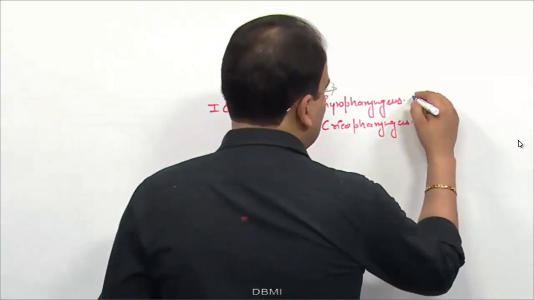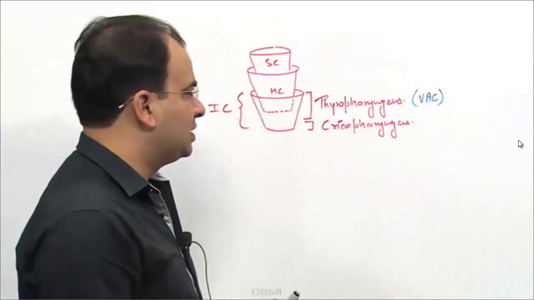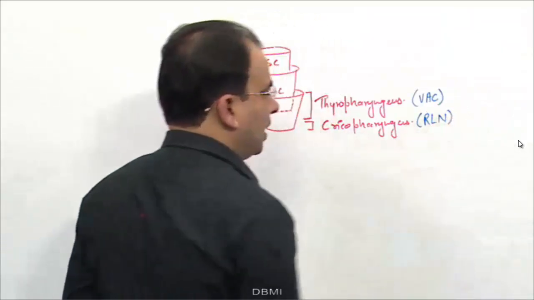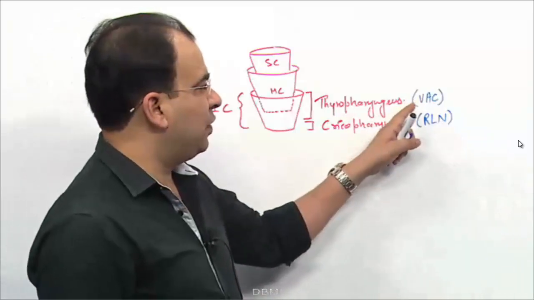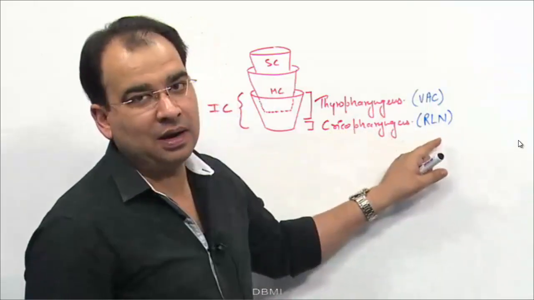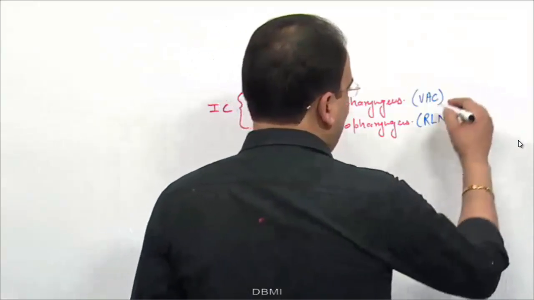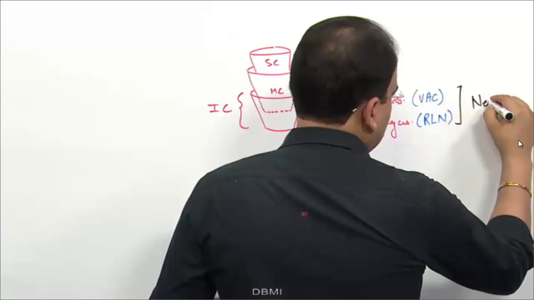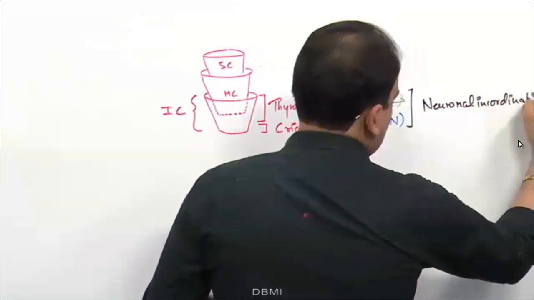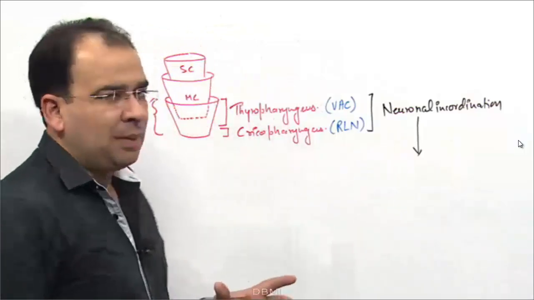The thyropharyngeus is supplied by the vago-accessory complex, that is, you can say cranial accessory nerve via vagus, whereas cricopharyngeus is supplied by the recurrent laryngeal nerve, branch of vagus. Now for any reason, if there is any neuronal incoordination between the two, what will happen?